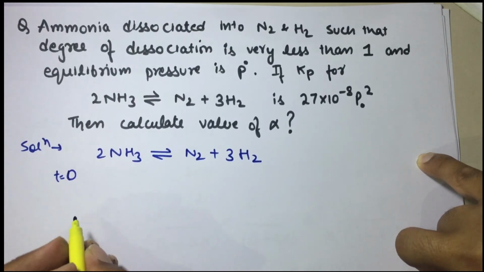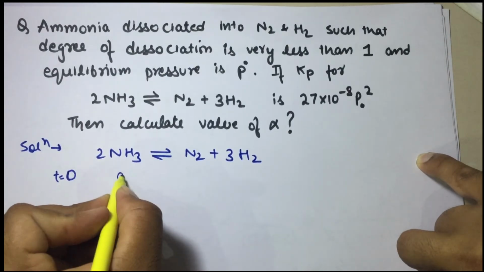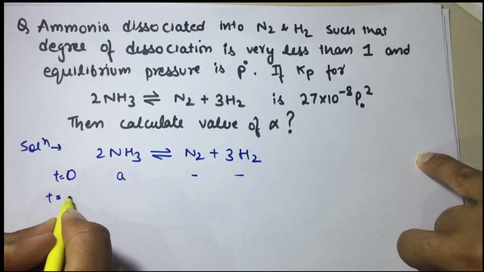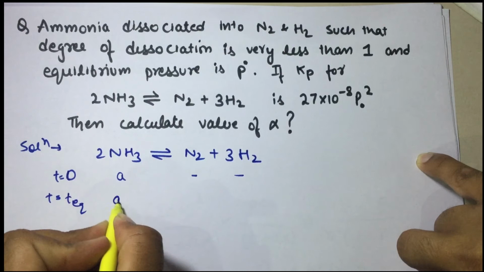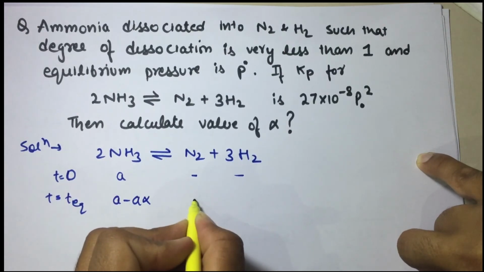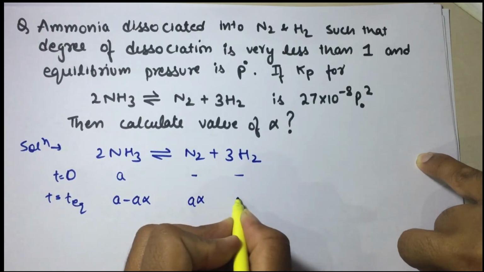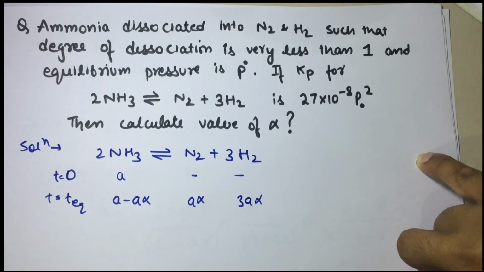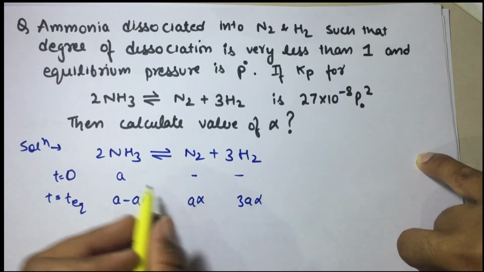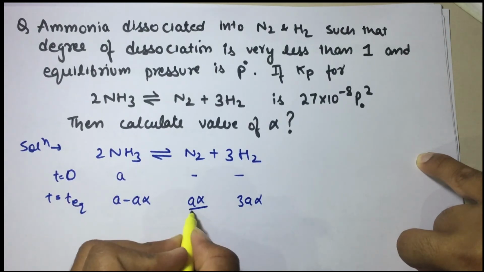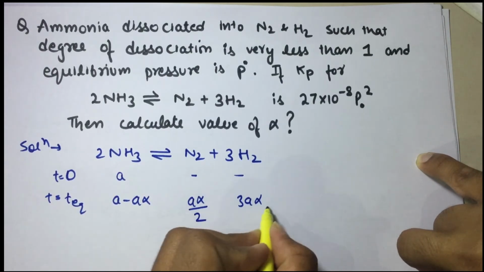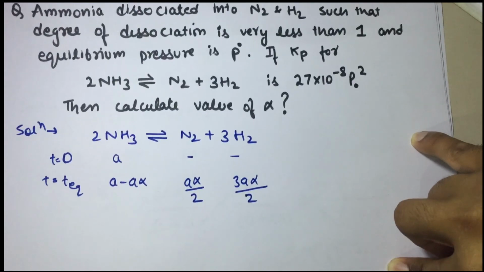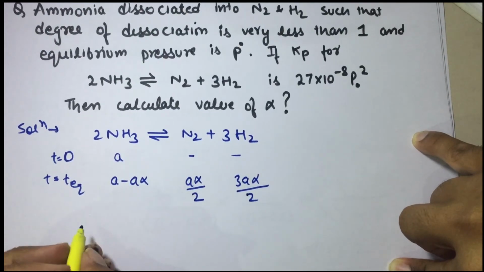At t is equal to 0, suppose the initial concentration is A. At t is equal to T equilibrium, A becomes A minus A alpha, N2 becomes A alpha, and H2 becomes 3A alpha. Is it right or wrong? Is it wrong? Because we have to multiply the denominator of the reactant also. So it will become 2A alpha by 2 and this will become 3A alpha by 2. Now it is right.